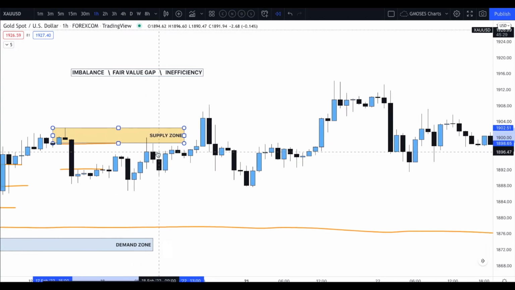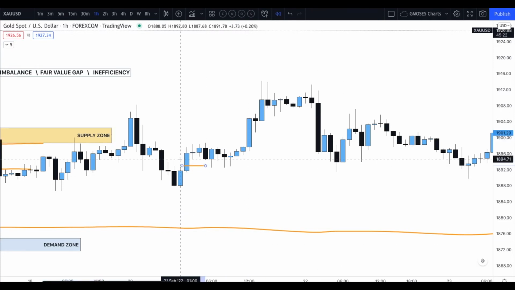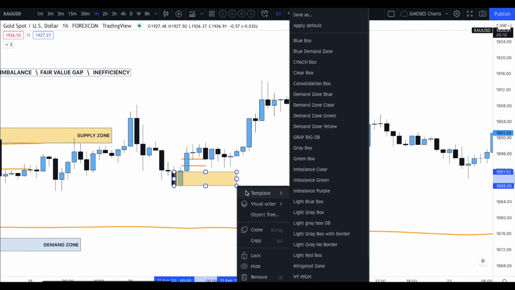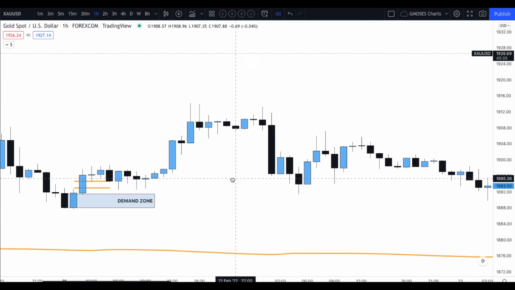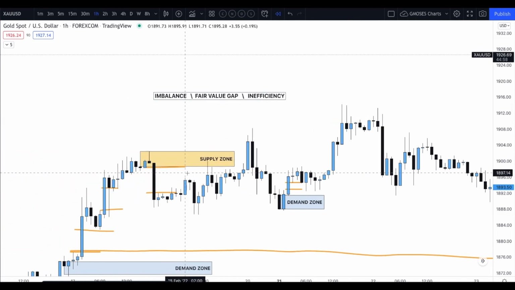Okay, let's look at some other areas. We can look at this little imbalance here. As we can see, we had an order block here, which created this level of demand. Price pushed away and came back to close this imbalance within the market before actually taking off. Okay, we had another imbalance here. As you can see, price pushed away, came back to actually close this imbalance.